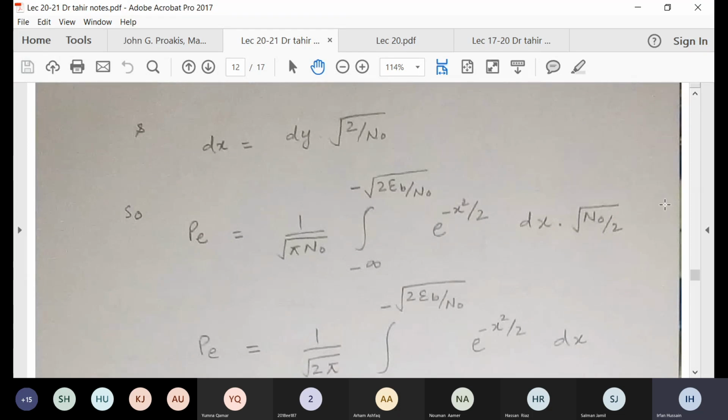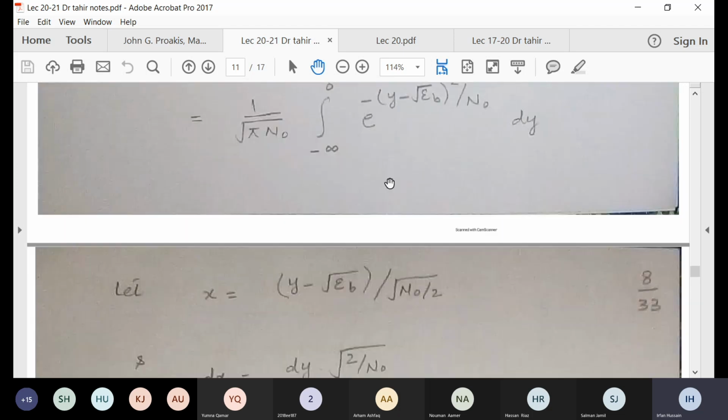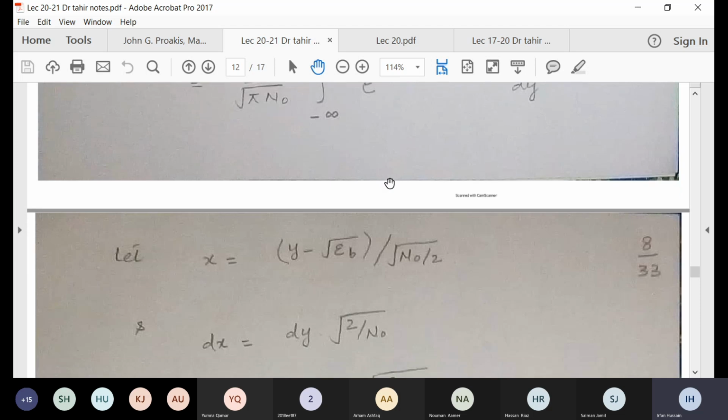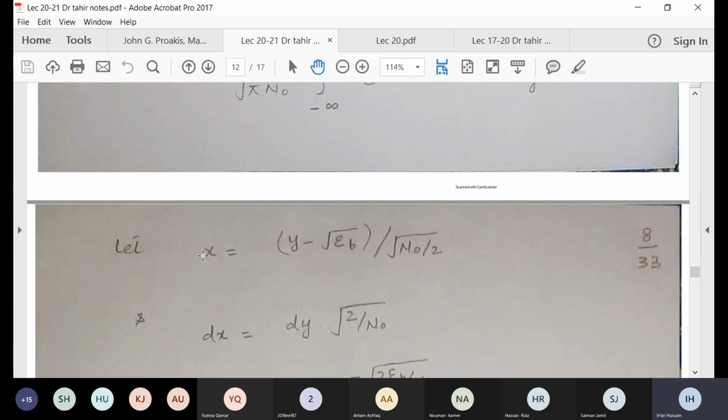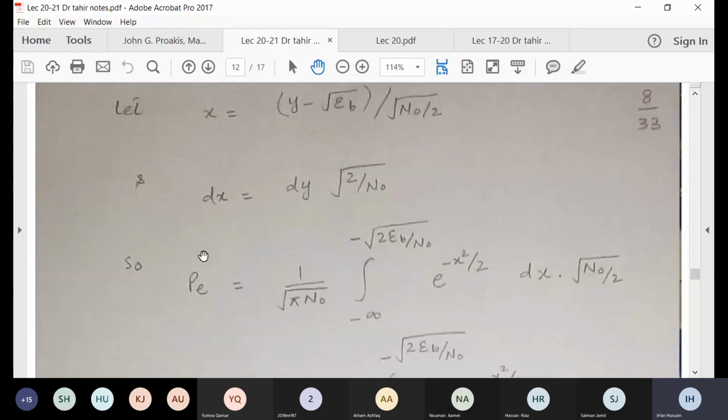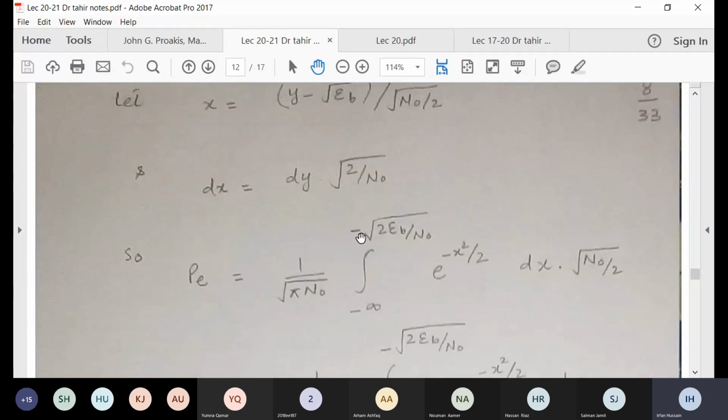This will be your probability of error, and these will be the limits here. You can also check. If y tends to infinity, definitely x will tend to infinity. And if y is 0, then you can see that x will be equal to minus root Eb over N0 over 2. This becomes 2Eb over N0. Consistent.